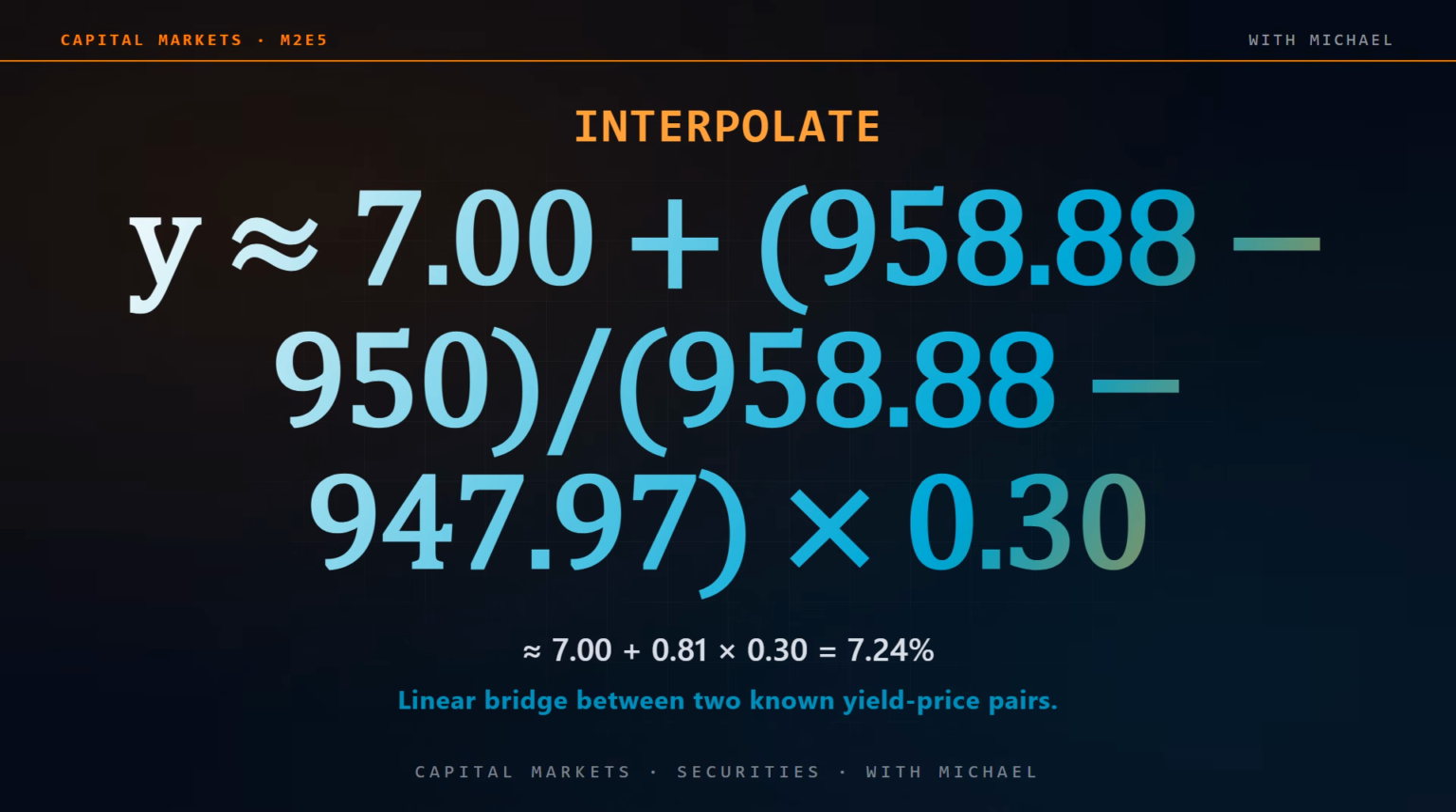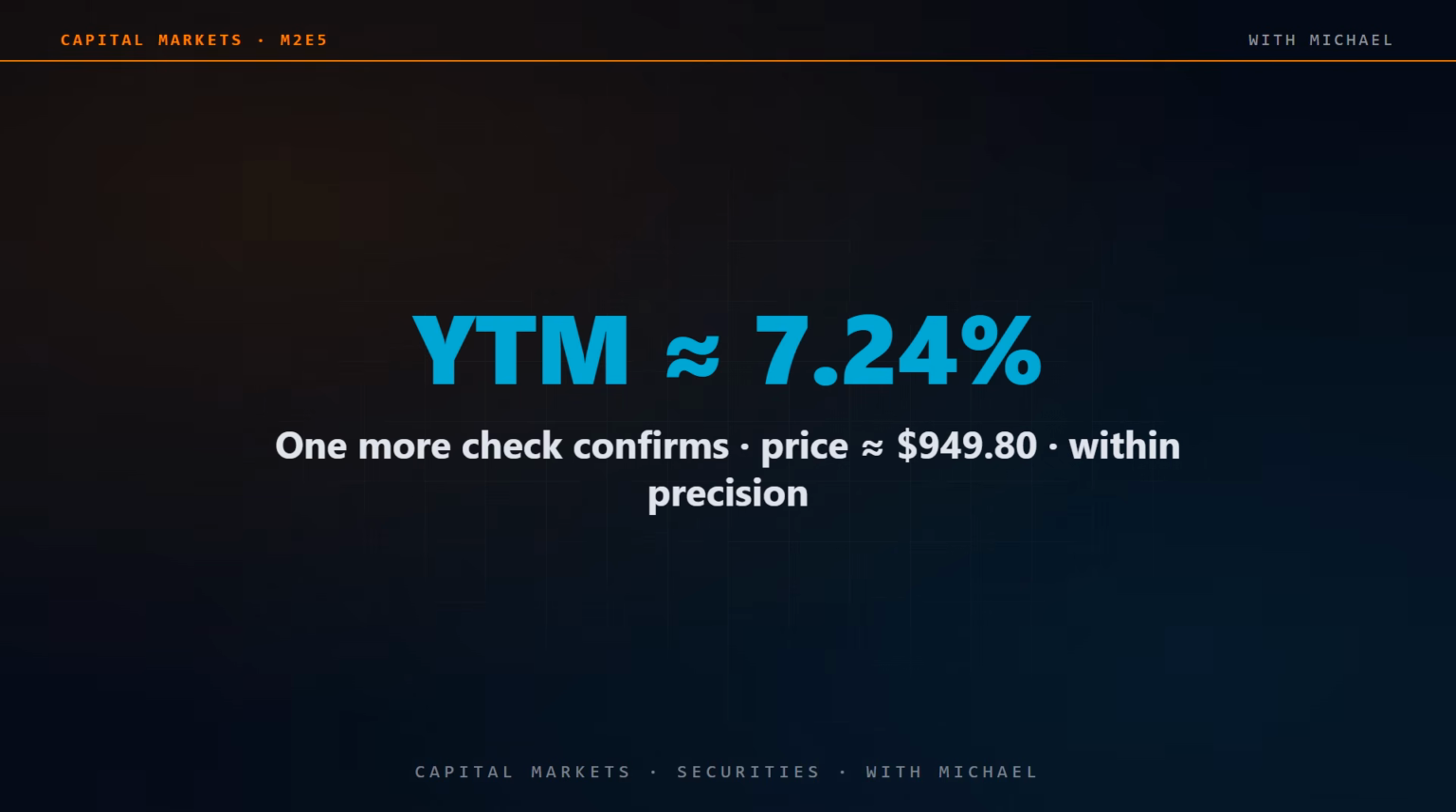The difference between 958.88 and 950 is 8.88. So the true yield is about 8.88 over 10.91 of the way from 7% to 7.3%. That is about 81% of the way. 7 plus 81% of 0.3 equals 7.24%. Let us try 7.24%. Plugging in, 60 over 1.0724 computed for each year, summed with face, gives a price very close to 950, let us say 949.80. Extremely close. Our YTM, to two decimal places, is 7.24%.